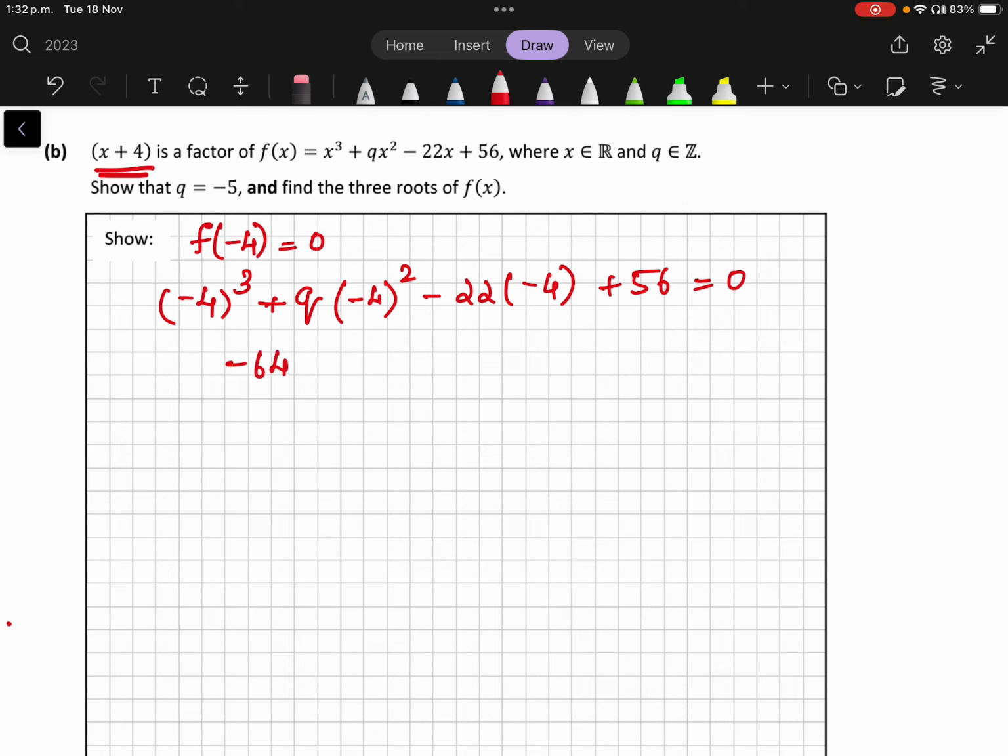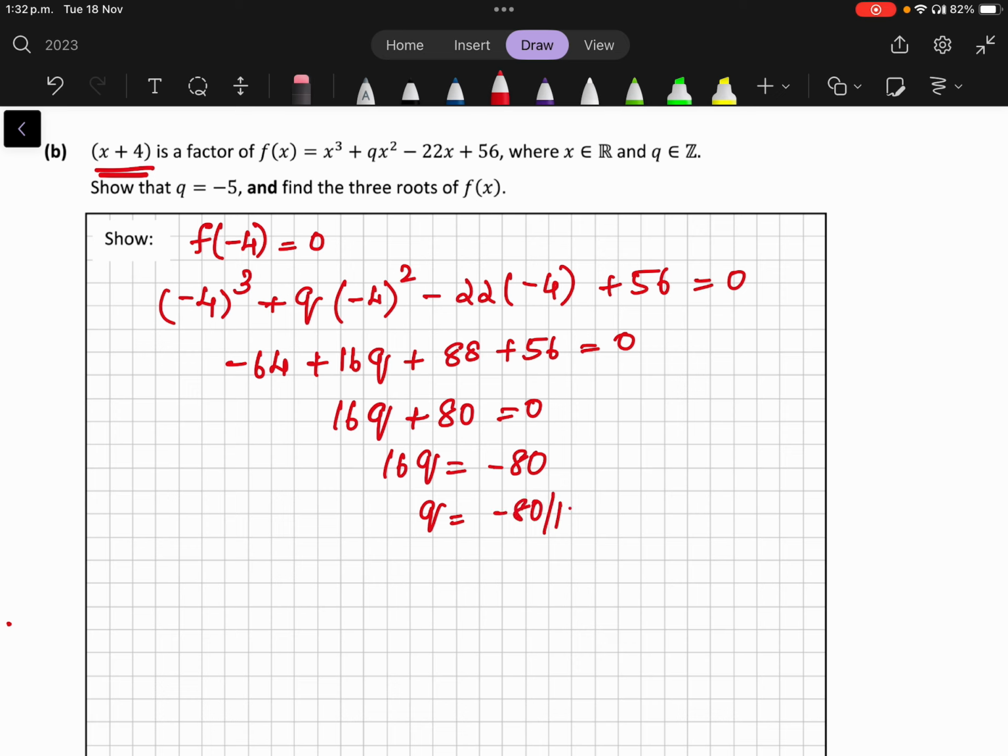You can simplify this as minus 64 plus 16q plus 88 plus 56 is equal to 0. And then you get this as 16q plus 80 is equal to 0. So 16q is equal to minus 80 and q is equal to minus 80 divided by 16, which is equal to minus 5. You have proven the first one.